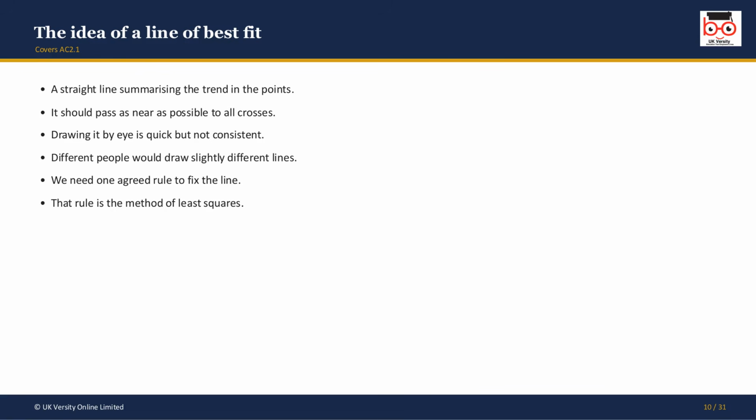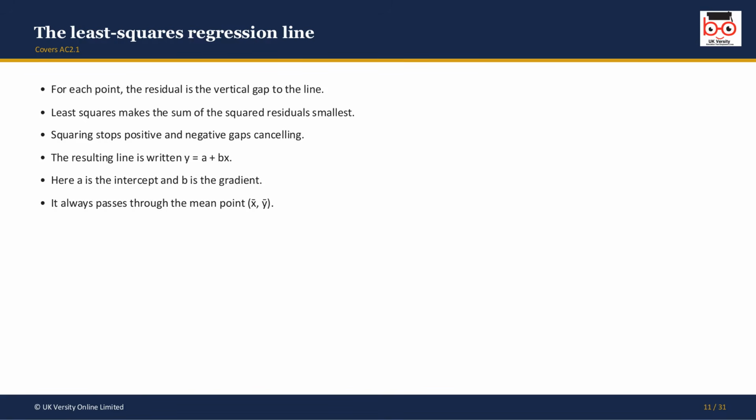So what is a line of best fit? It's a single straight line that summarizes the trend in the points, passing as close as it can to all of them. You could draw it by eye, which is quick, but it isn't consistent. Ask two people and you'll get two slightly different lines. What we need is one agreed rule that fixes the line every time, and that rule is the method of least squares.